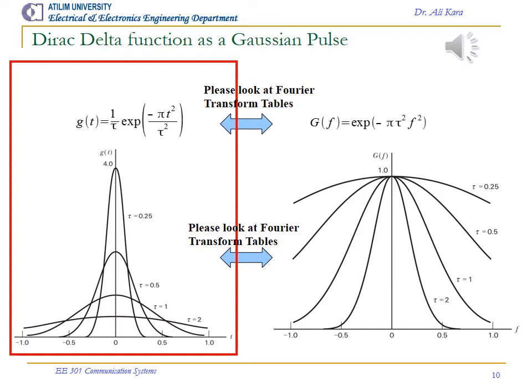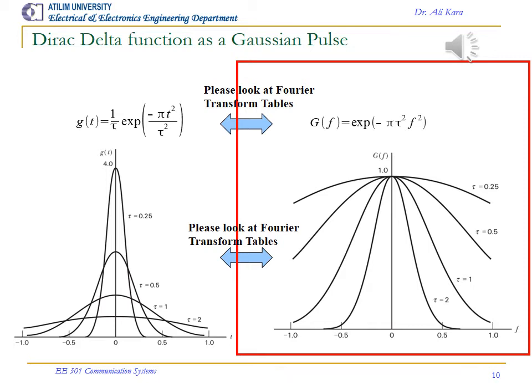The Gaussian function g of t has two useful properties. 1. Its derivatives are all continuous. And 2. It dies away more rapidly than any power of t. The delta function is obtained by taking the limit as tau goes to 0. The Gaussian pulse g of t, defined here, is the same as the normalized Gaussian pulse exponential of minus pi t square, except that it is now expanded in time by the factor tau and compressed in amplitude by the same factor.